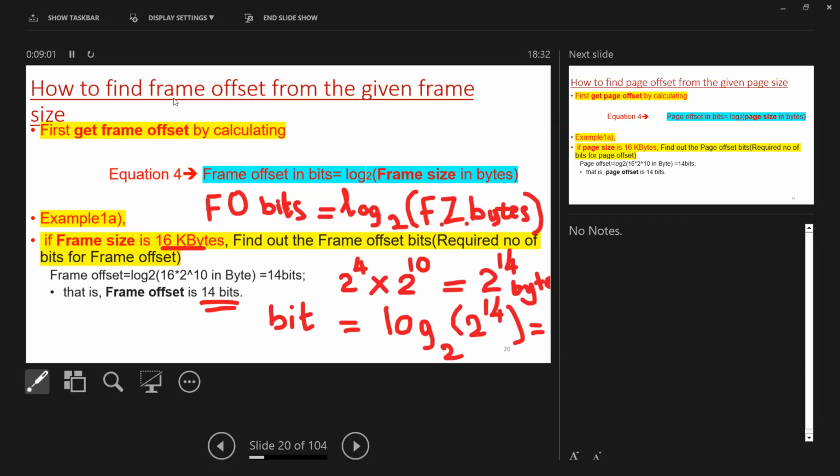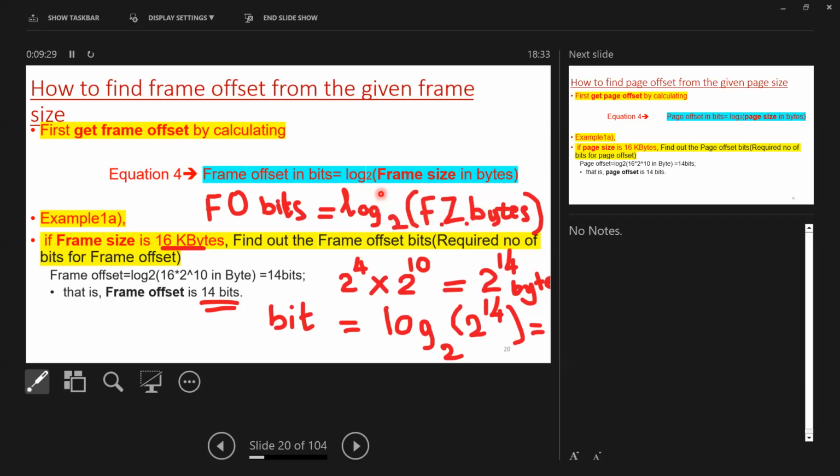How to find the frame offset from the given frames. So where are the frames? Frames are in the random access memory. So we are going to find out the frame offset. So first, get the frame offset by calculating. Frame offset in bits equals log 2 frame size in bytes.